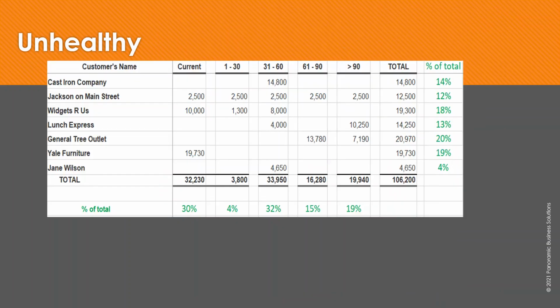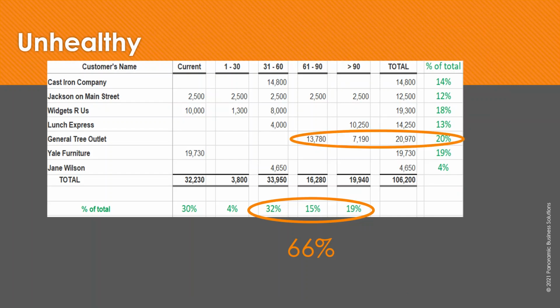And it gets even worse if you have the majority, like 66%. This is severely dangerous, where all 3 of the far right columns are showing past due amounts. And then it gets even worse when you've got one particular customer that owes 20%. When you have a very short list of customers that owe you a lot of money, then that can turn into a dangerous situation. So it's the combination of how many customers owe you money, and also how long it has been since you provided that service.